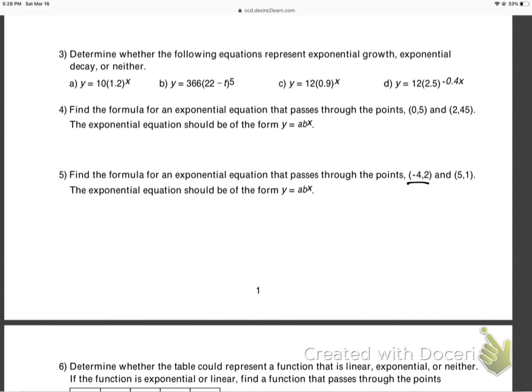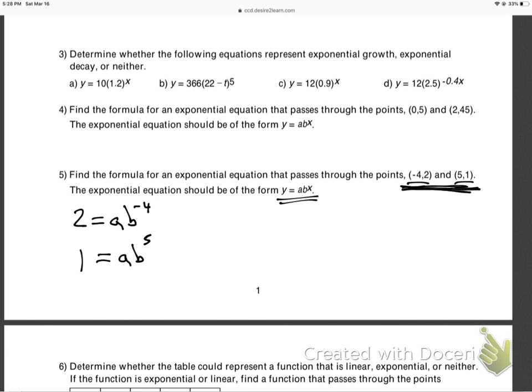Right, so here we have got a couple of points. I'm going to use this again. But I'm going to plug these points into that equation and see which one I prefer. So for negative 4, 2, in other words, when y is 2, x is negative 4. Okay, how about when y is 1? X is 5. So there you go. I've used both of these points.